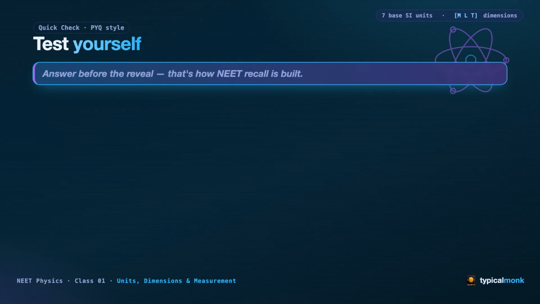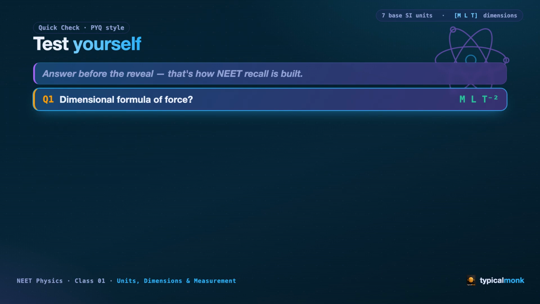Time to test yourself, rapid fire. Here is the rule. I ask, you answer in your head before the reveal. No pen, no paper, just the dimensional map you built today. Question 1. What is the dimensional formula of force? Mass, length, time to the power -2.